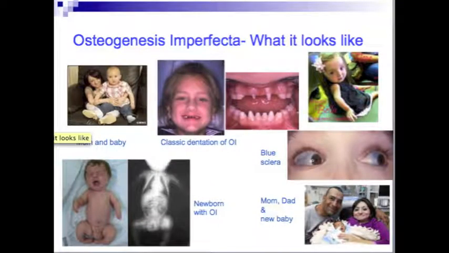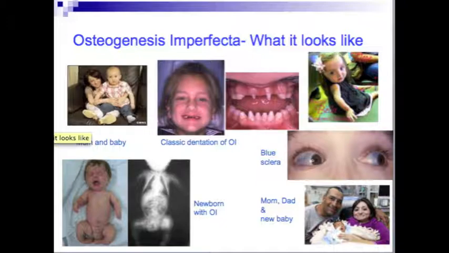Okay, as far as OI, what it actually looks like. On the top left, this is where you see an OI mother who's given birth to a normal, healthy child. And you see the baby is as big as she is, basically. Anytime you have a mom who has OI, they are going to deliver her by C-section. That is not going to be a chance they take on her because she really doesn't have the bone structure to go through labor. Next, you see a classic dentition for a child who actually has osteogenesis imperfecta.